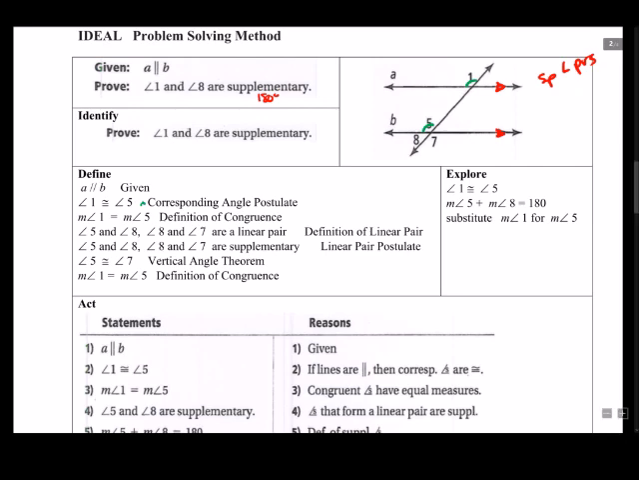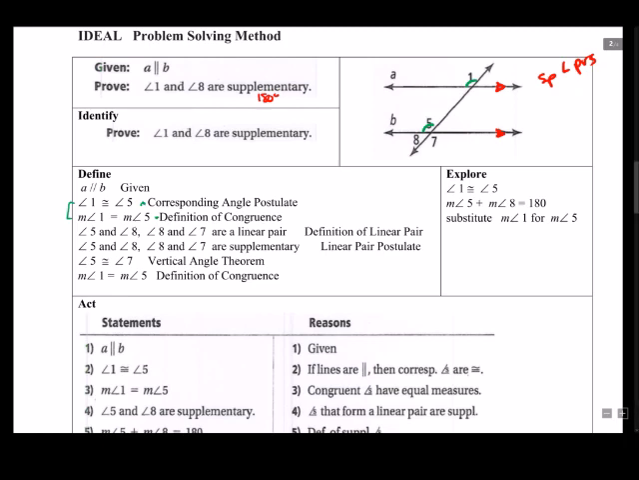Anytime I have congruent angles or congruent segments, the definition of congruence allows me to say that their measures are equal or their lengths are equal. So these two always go together. Now, am I going to need all of that? I don't know, but it is available to use. That's what the define portion is about.